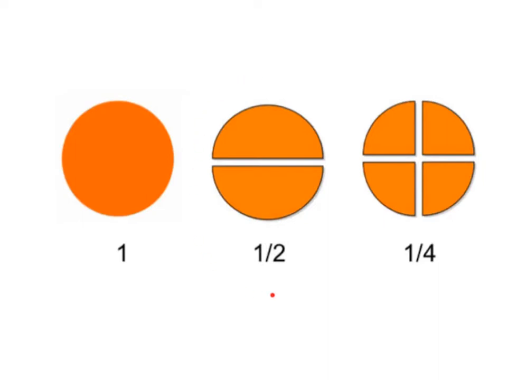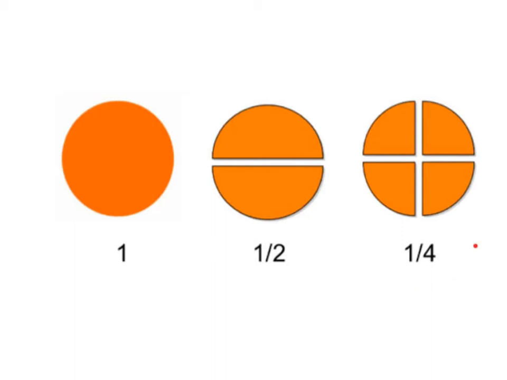This second circle represents 1/2. It has been divided into 2 equal parts, and this first bit of the fraction tells me how many bits I'm counting. I'm counting one piece of the 2 pieces.